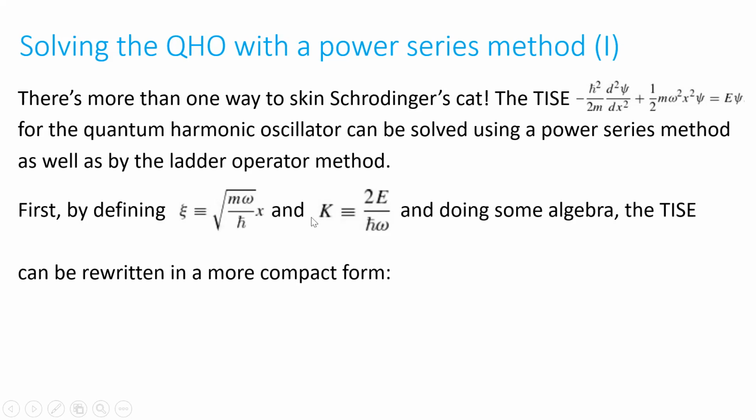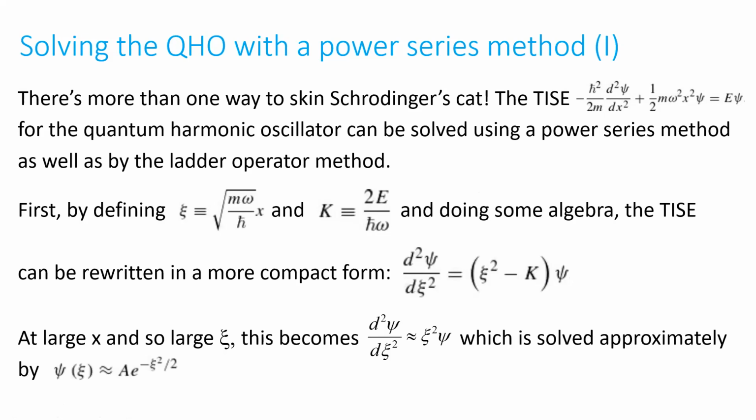So if we substitute these in, psi for x and k for E, and do some rearranging, we can write this TISE in a more compact form. And it looks like this. The second derivative of psi with respect to c squared is c squared minus k times psi. All right. So, how might this behave, and how might we get to a power series solution?